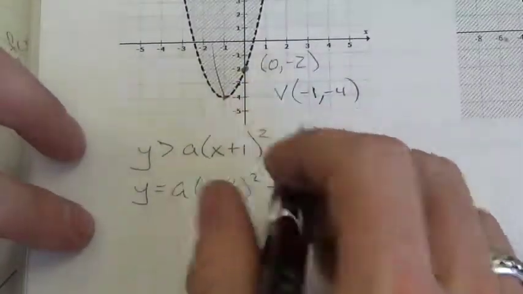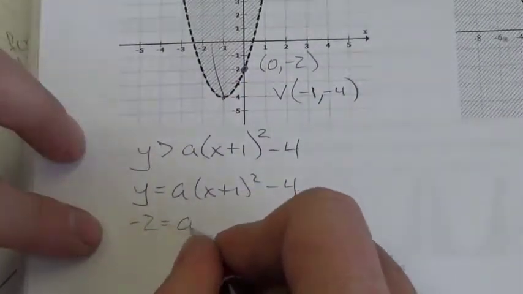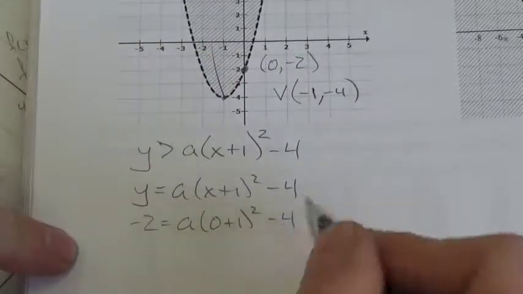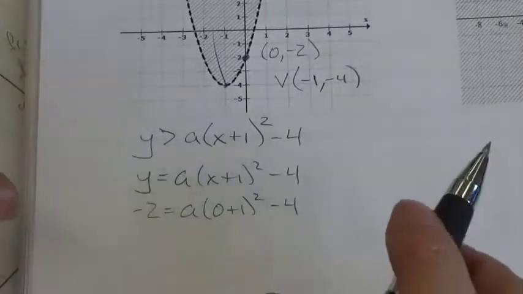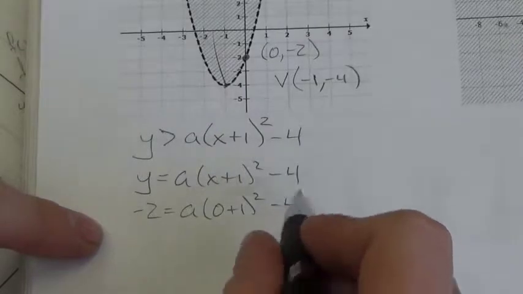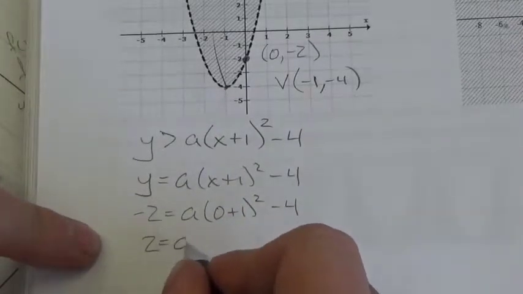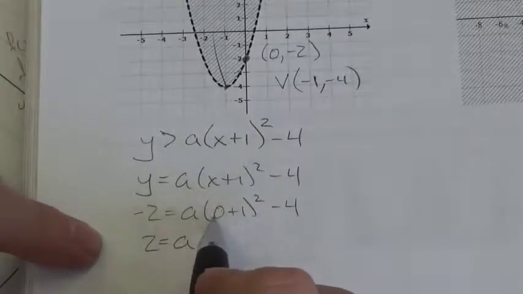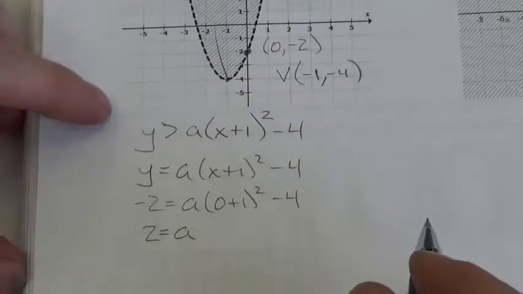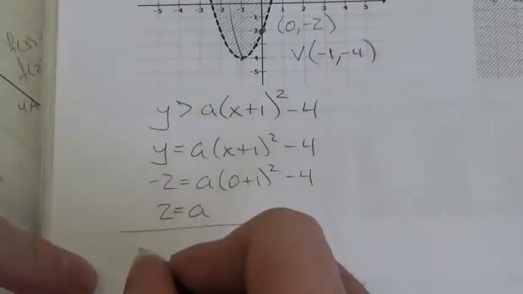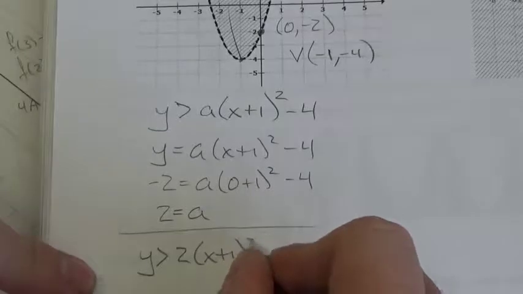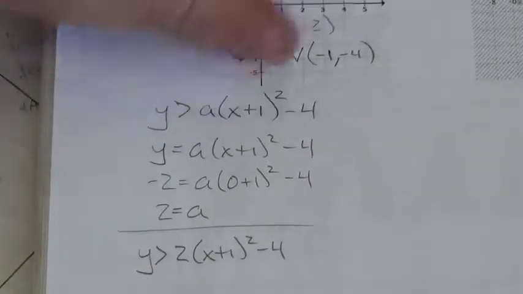So now I'm going to plug in that y-intercept: -2 equals a times (0 plus 1) squared minus 4. Now, I know from experience that I should bring that -4 over first. Add that 4 to both sides to get 2. And then I should evaluate this. 0 plus 1 is 1, squared is 1. Well, there it is. So my a value is going to be 2. So plugging that back in, I get y is greater than 2(x plus 1) squared minus 4.